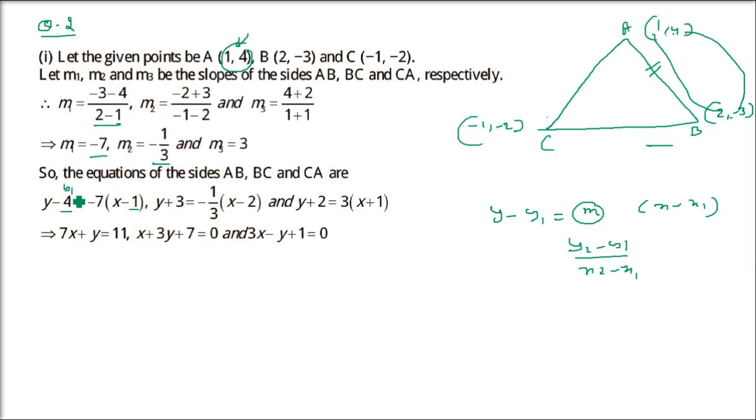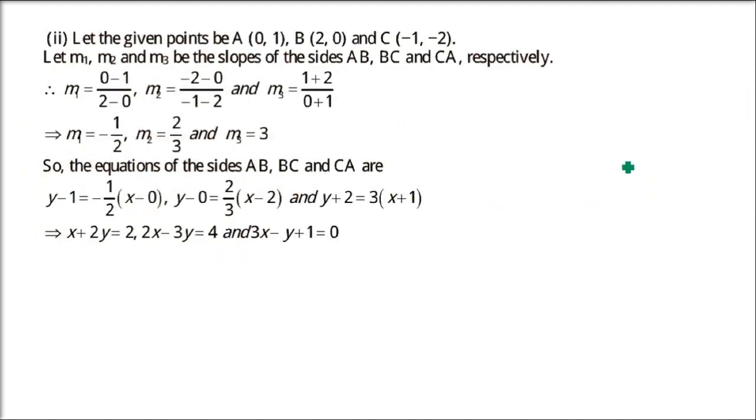So y1 we have put 4 and x1 we have put 1. This is x1, this is y1, and the slope we have already found out, so this is -7. Others you can also find out. Same thing you have to do here. We have a triangle with 3 vertices given: A is (0, 1), B is (2, 0), and C is also given, (-1, -2).